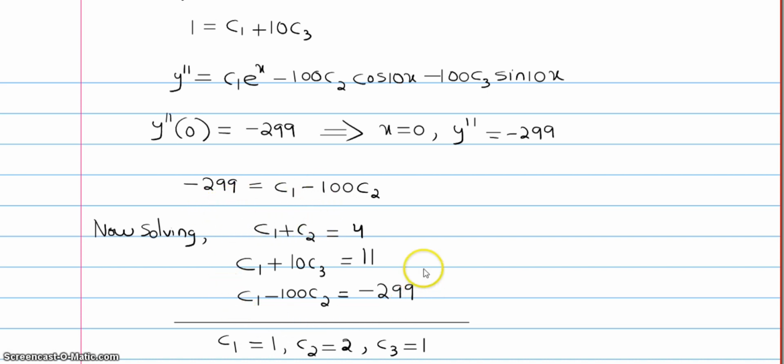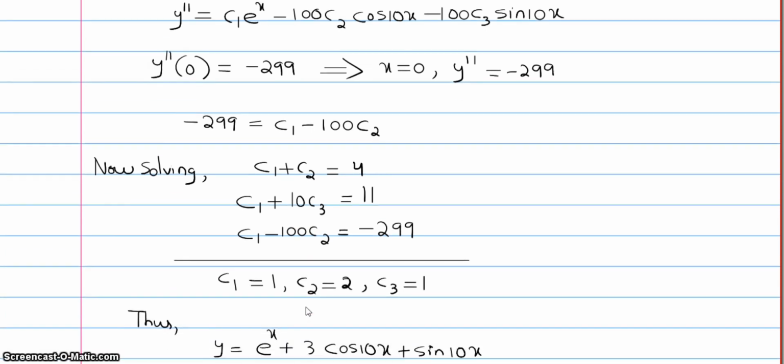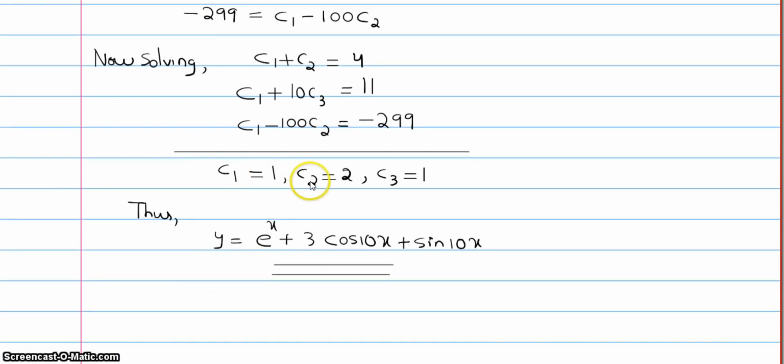Now solving the three equations we got from the initial conditions, we will get the values of c1, c2 and c3 like this. The value of c1 is 1, c2 is 3 and c3 is 1. Now replace all these values in the general solution. Our general solution was y equal to c1 e raised to x plus c2 cos 10x plus c3 sin 10x. So replace c1 by 1, c2 by 3 and c3 by 1. We'll get the solution for the given differential equation: y equal to e raised to x plus 3 cos 10x plus sin 10x. Thank you.